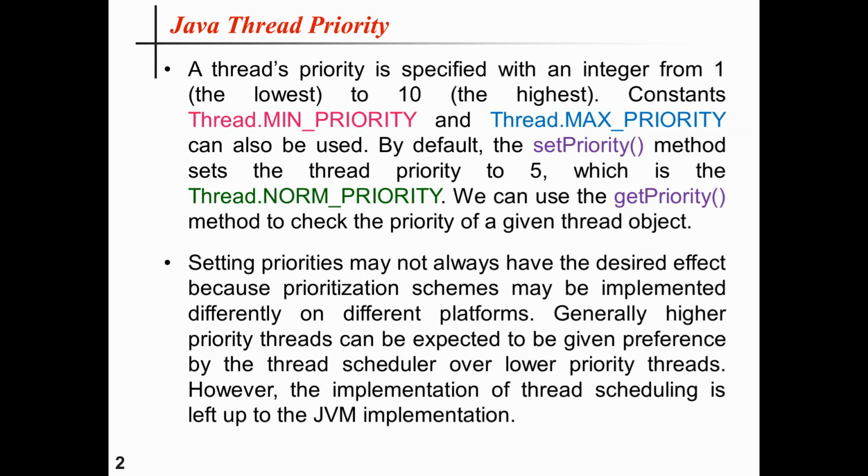We can use the getPriority method to check the priority of a given thread object. Now setting priorities may not always have the desired effect because prioritization schemes may be implemented differently on different platforms. Generally, higher priority threads can be expected to be given preference by the thread scheduler over low priority threads. However, the implementation of thread scheduling is left up to the JVM implementation.